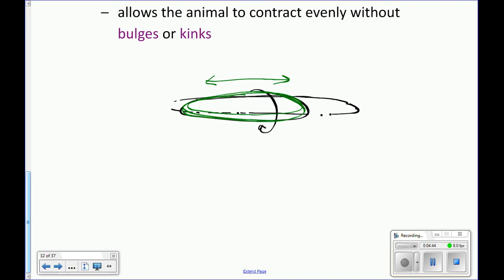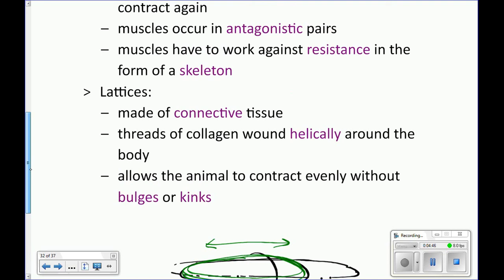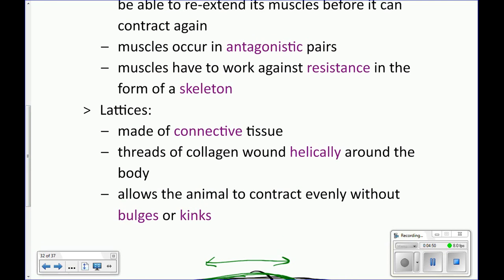So they're able to move by alternately contracting the circular and longitudinal muscles, which allows the muscles to be re-extended, and they all work against the resistance of that hydrostatic skeleton and the property of water that it is incompressible.